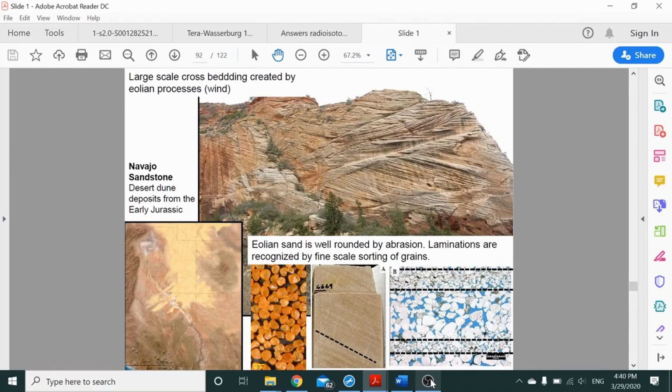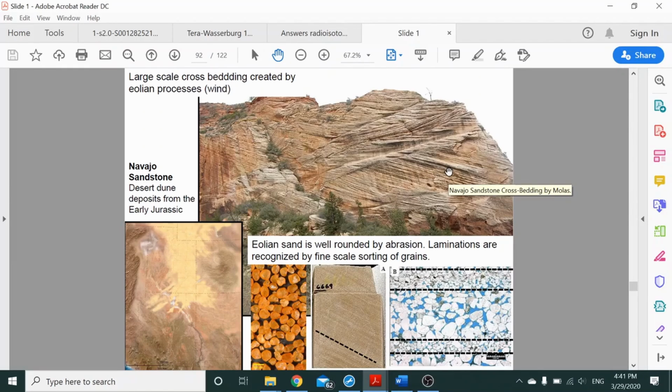So these are some pictures from the geologic record, in outcrops. We can see the large-scale stratification beds, and the angle is definitely higher than in fluvial deposits, and you can see the large scale.